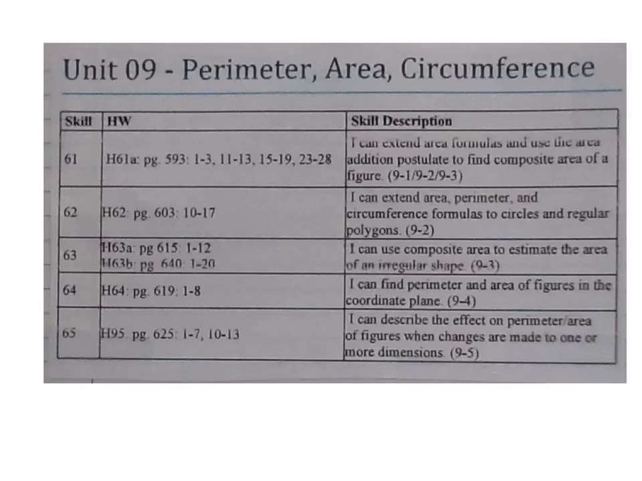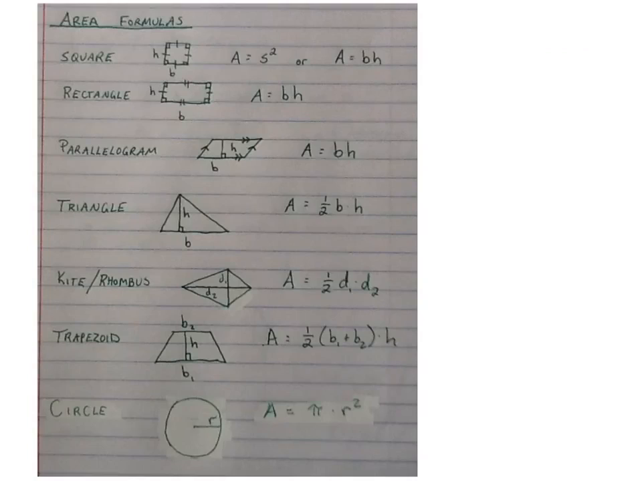Welcome to skill number 62. I can extend area, perimeter, and circumference formulas to circles and regular polygons. This is an extension of skill 61, so we will rely on a lot of the formulas we learned for skill 61. The formulas that we learned in skill 61 are listed here.